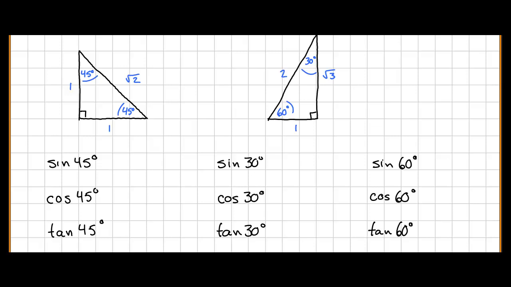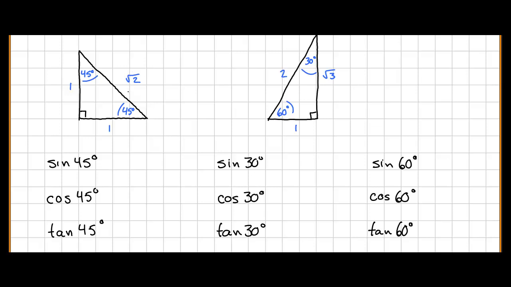So first, let's learn about these two special triangles. You'll see that they're both triangles with right angles. We call this one the 45, 45, 90 triangle. It's an isosceles triangle with sides of 1. And if we use Pythagoras' theorem, we could calculate that the hypotenuse of that triangle has to be root 2.